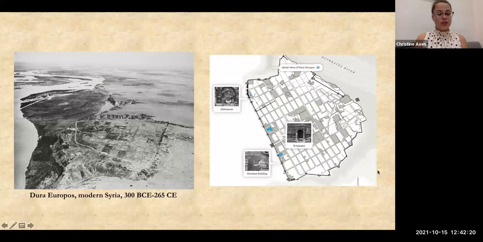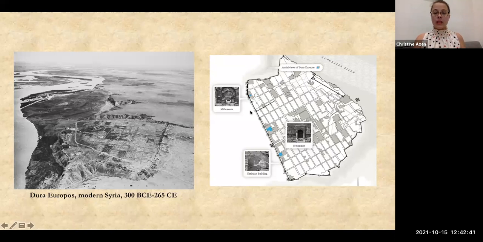Moving now to Dura Europos. Dura Europos is in modern day Syria, and this was a trade hub as well that was located on the Euphrates River. So that's here, and it's built up on this promontory, so it's quite elevated above the riverbank. You can see it on this map. The sides are flipped just to orient north to the top.